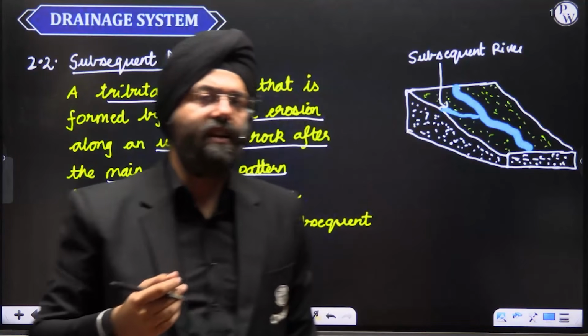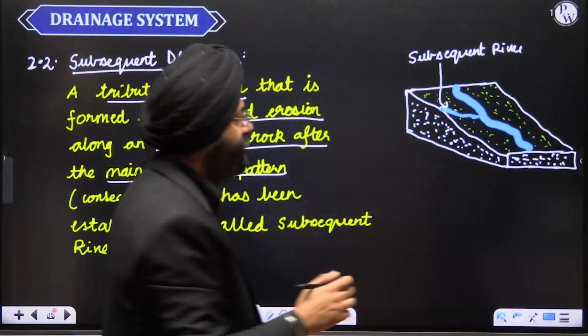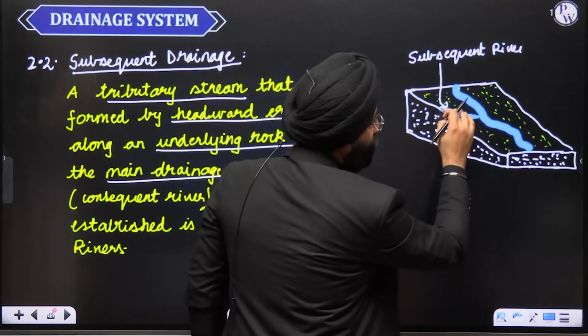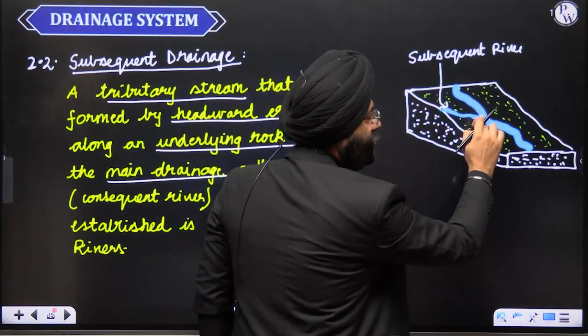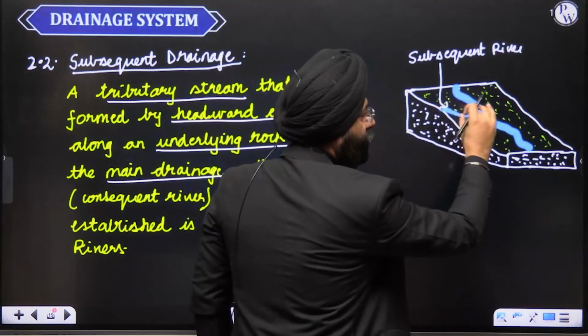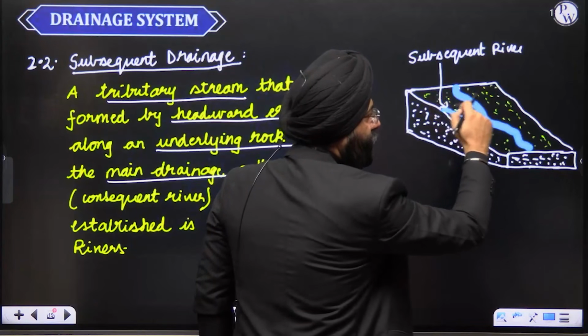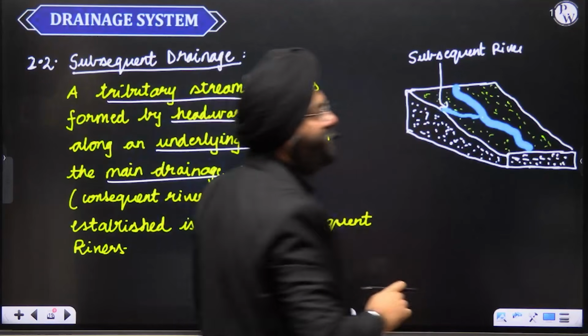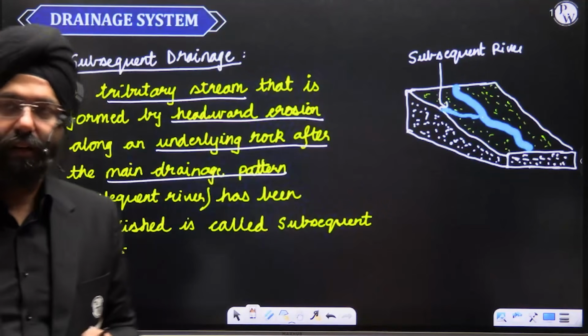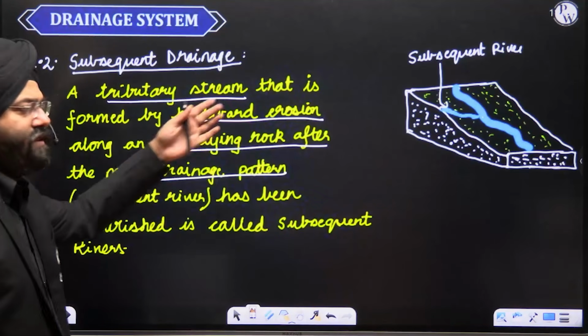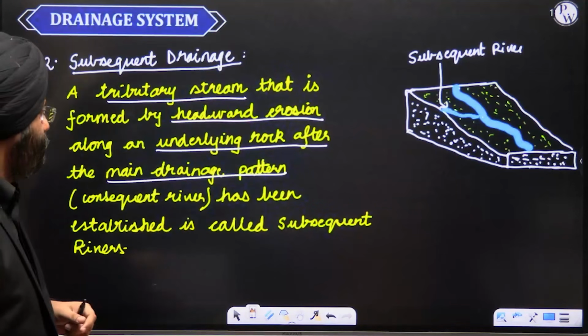Why is the word headward erosion used? You will realize this river will also have to do some erosion in order to match the level of this particular main river. So it will be headward erosion. And later on what happens? It merges with this particular river. That is why it is known as a subsequent river. Clear? Clear? A lot of tributaries are subsequent in nature as you come across them.